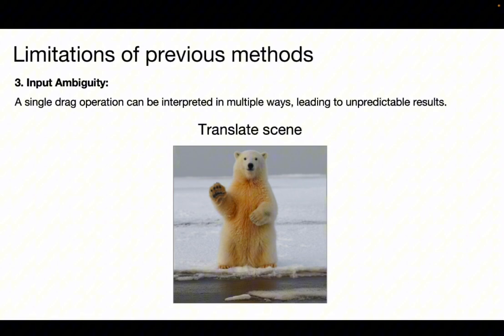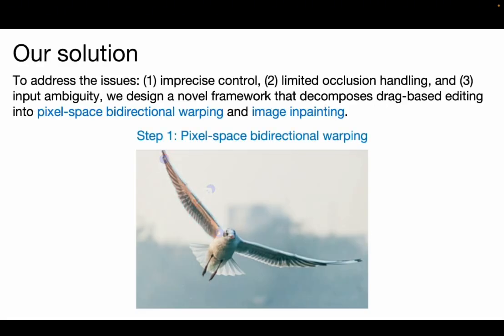The same user input has multiple valid solutions, which means the model's output often fails to align with the user's true intention. To address these three limitations, we propose a novel solution that decomposes drag-based editing into two steps. Users first specify the regions they want to deform, then use control points to guide the transformation. Our bidirectional warping algorithm is real-time, providing immediate preview and eliminating trial and error cycles. By computing dense motion for every pixel, we avoid ambiguity issues from sparse control.